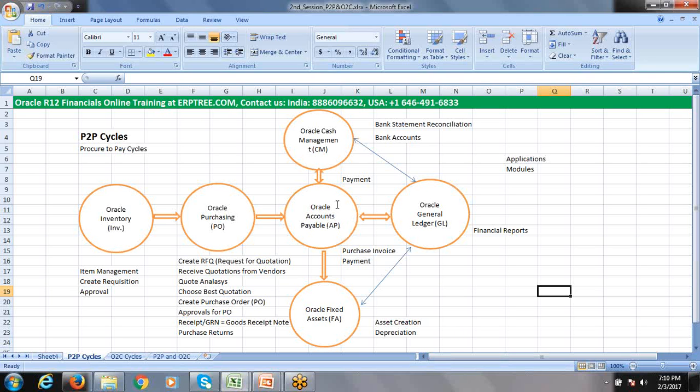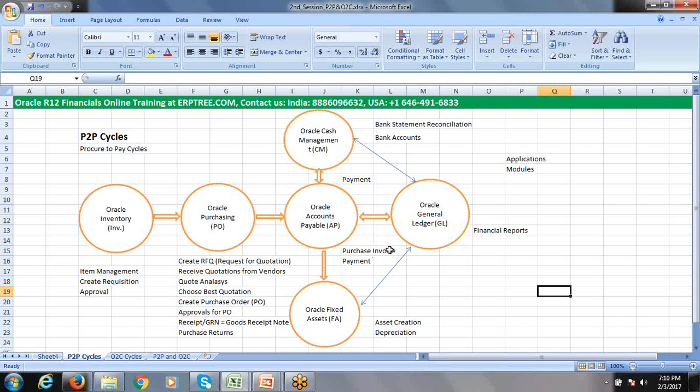Once AP gets the information from the purchasing department, that is the receipt information, we'll discuss in detail, once we get into AP, the different documents AP can receive from purchasing. But now, to understand the process flow, we are taking the example of a receipt. Based on the receipt information, AP creates the purchase invoice, and based on the due date, the payment will be processed by the AP department.